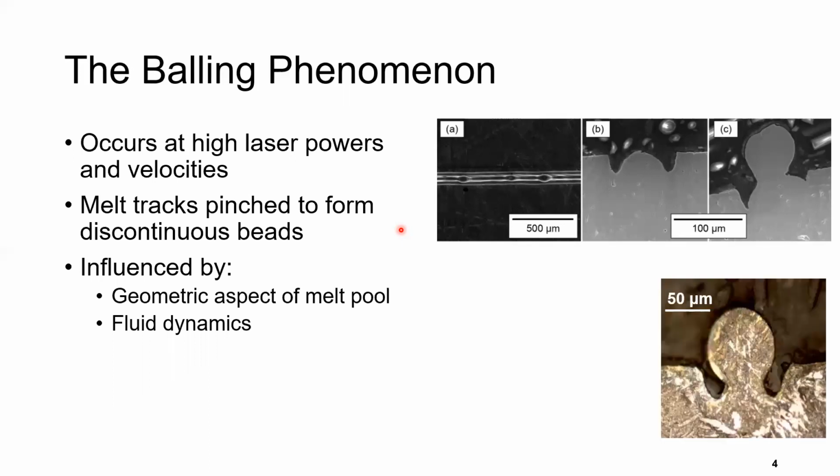These are just some micrographs of what the Balling phenomenon looks like from a top-down perspective. You can see these super elevated regions, and you can see how the tracks are pinched. And you can definitely see from these cross-sectional images cases where the material has pulled away from the center line, from the substrate towards the center line, and developed this almost circular cross-section.